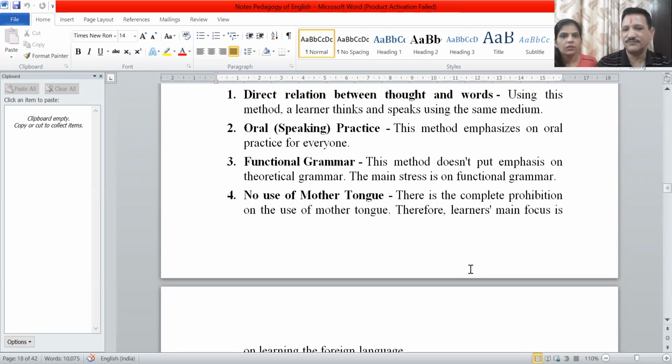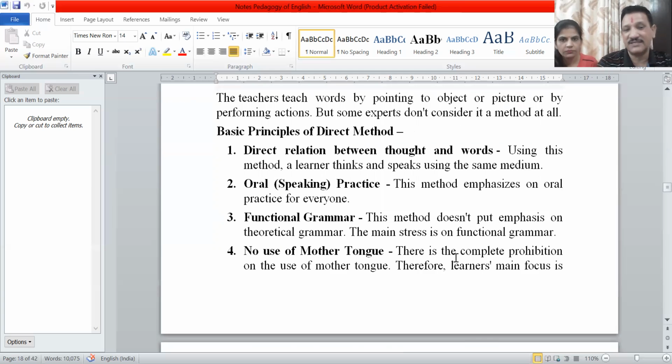And fourth is no use of the mother tongue. Yes, in the direct method of teaching English, the mother tongue is not used. Whatever the mother tongue, whether in India Hindi, or Tamil, or Punjabi, in the direct method no mother tongue is used. Only English is used in teaching the English language.